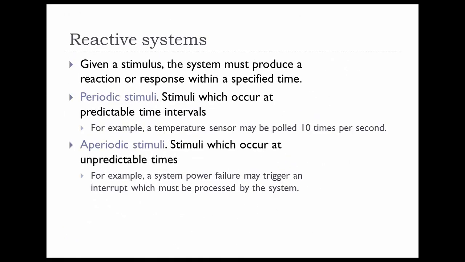Reactive systems. Given a stimulus, the system must produce a reaction or response within a specific time. Periodic stimuli occur at predictable time intervals. For example, a temperature sensor may be polled 10 times per second. Aperiodic stimuli occur at unpredictable times. For example, a system power failure may trigger an interrupt which must be processed by the system.